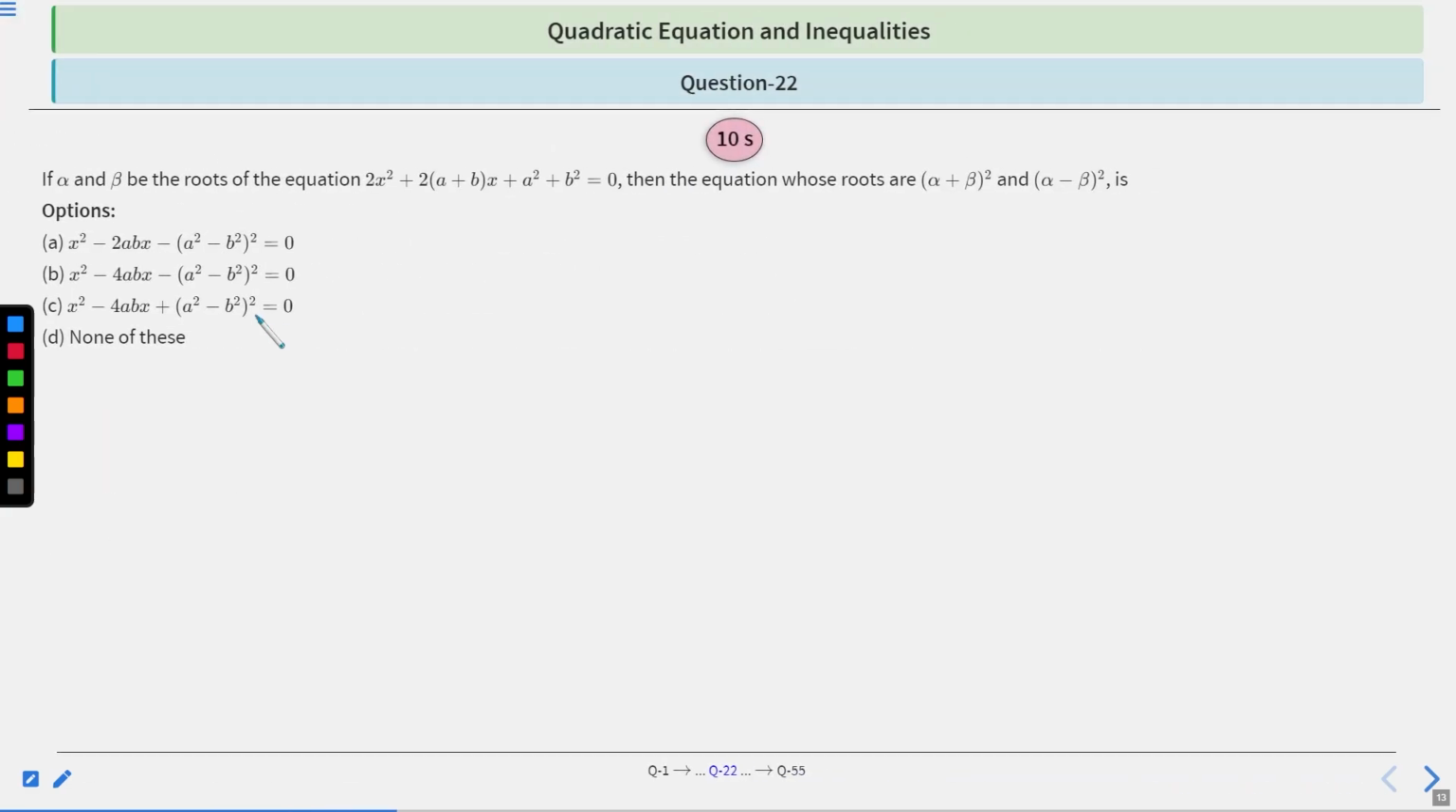Now let's move to question number 22. If alpha and beta are the roots of the equation 2x square plus 2(a plus b)x plus a square plus b square equal to 0, then the equation whose roots are (alpha plus beta) whole square and (alpha minus beta) whole square is. So let's move to the solution after 10 seconds.